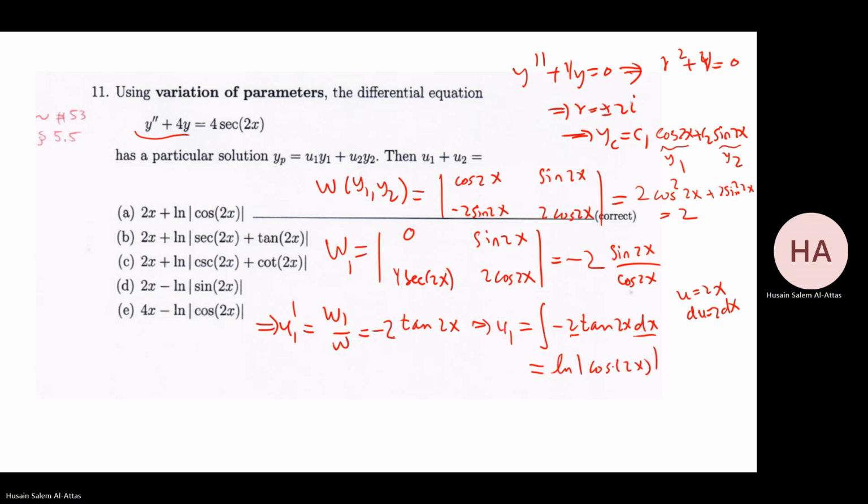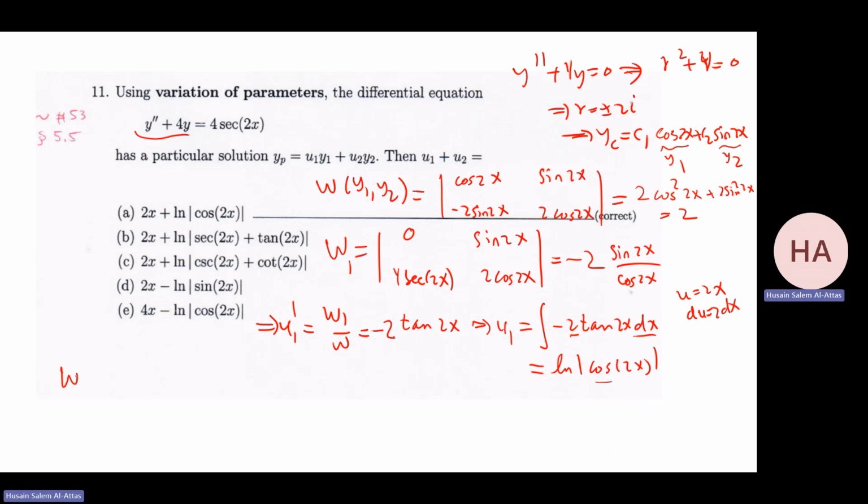Differentiate this, you have what? Sine 2x over cosine 2x, times the derivative of cosine, which is minus. It's 1 over cosine 2x, and the derivative of that is minus 2 sine 2x. So it's minus 2 tan, which is correct. Okay, just to be sure.